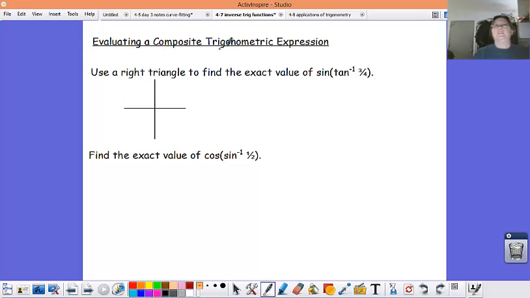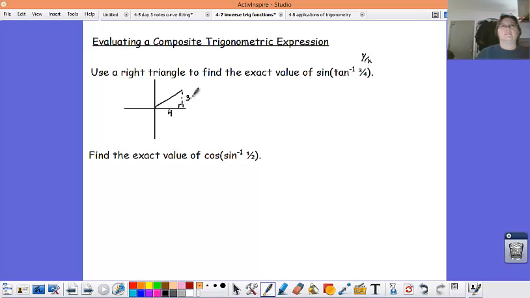Alright, we're going to be evaluating some composite trig expressions here using a right triangle, which to me makes more sense than what you just looked at. We want to find the exact value of the sine of the angle whose tangent is 3/4. And tangent inverse, folks, is defined over the range negative pi halves to pi halves. So we're in these two quadrants. If the tangent is positive, we have to be in Q1. And you'll remember that tangent is y over x. So we have some angle out here whose tangent is 3/4.